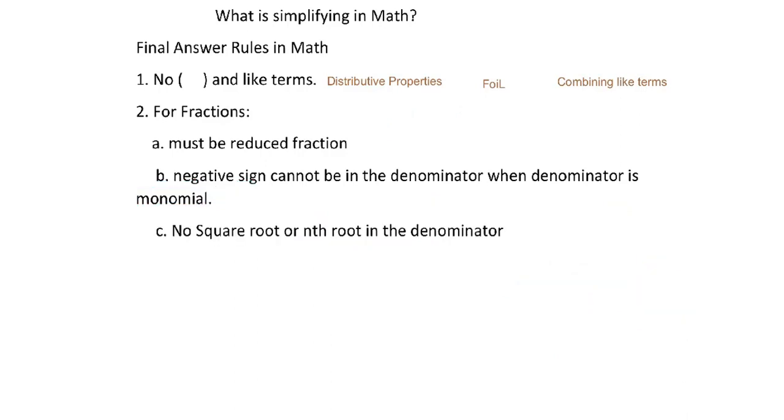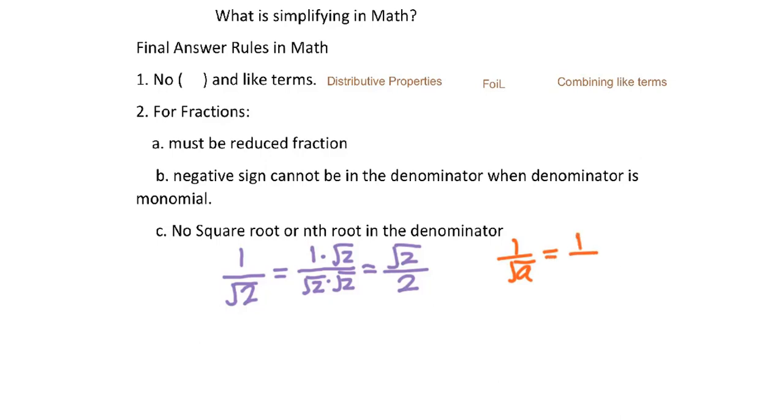For fractions, we have another rule: no square root or nth root in the denominator. For example, if we have 1 over square root of 2, you need to multiply by square root of 2 over square root of 2, 1 times square root of 2, so that you get square root of 2 over 2. But normally, just remember the rule: 1 over square root of a, you can write square root of a over a. For example, 1 over square root of 7 is square root of 7 over 7.